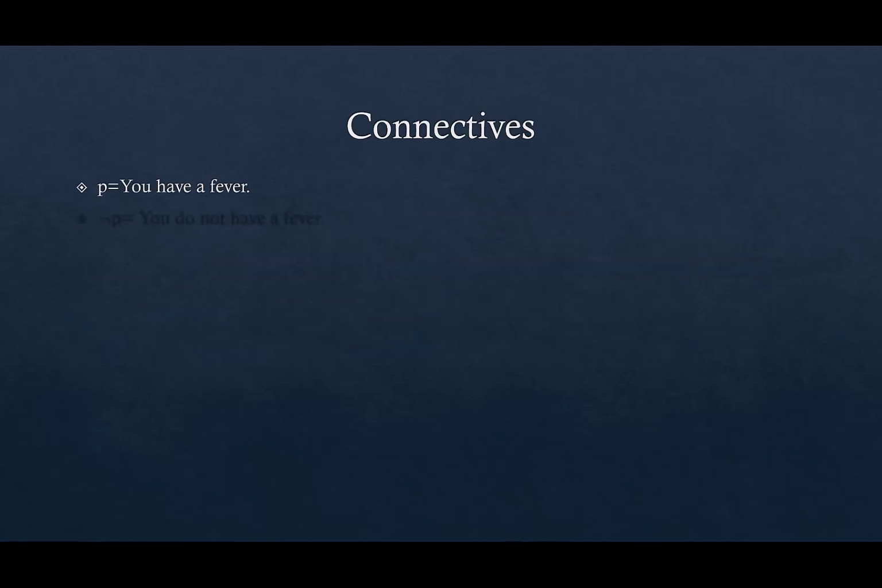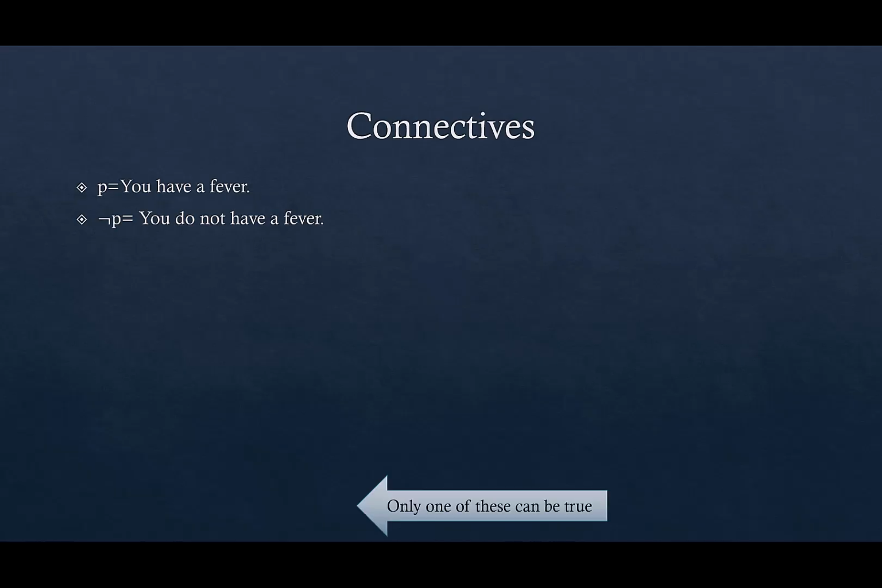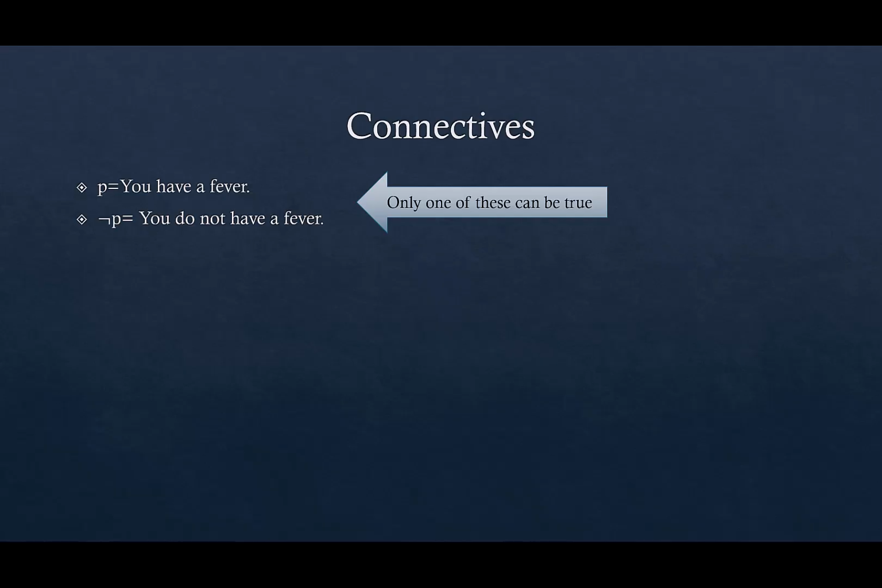For example, what if P is you have a fever? The opposite of that would be you do not have a fever, which we write as not P. Remember, only one of these can be true at the same time. Anytime we're working with negations, the statement and its negation must have opposite truth values.